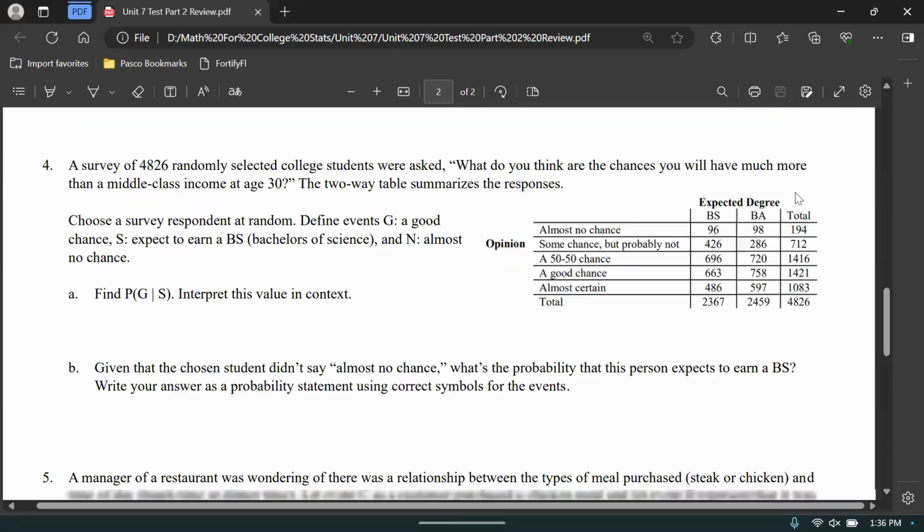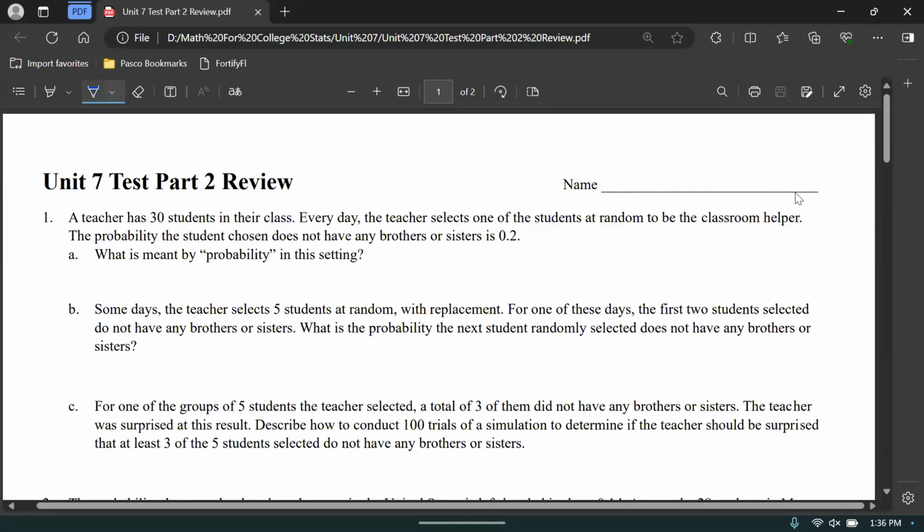It means that 20%, right? Because that's what 0.2 is. 20% of students do not have a brother or sister.